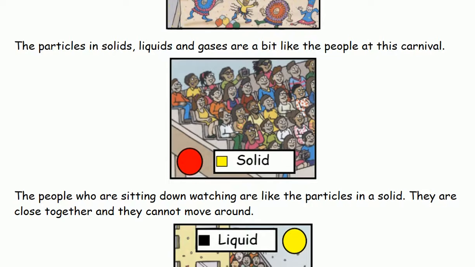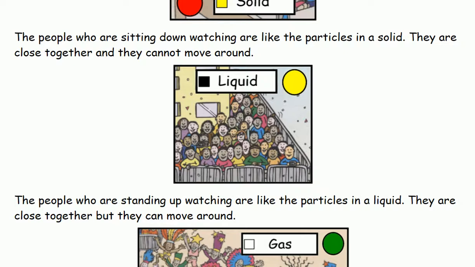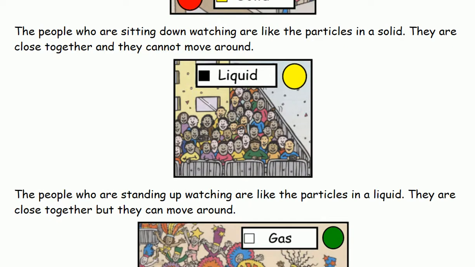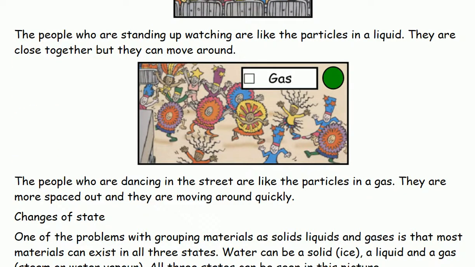The people who are sitting down watching are like the particles in a solid. They are close together and they cannot move around. The people who are standing up watching are like the particles in a liquid. They are close together but they can move around. The people who are dancing in the street are like the particles in a gas. They are more spaced out and they are moving around quickly.